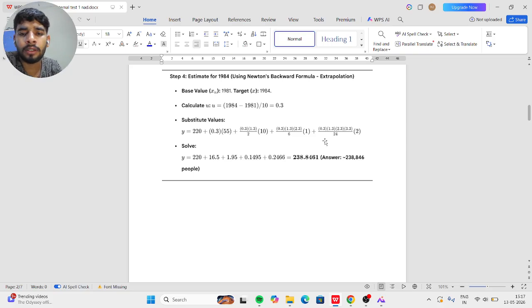Now, last is the estimation for 1984 of this question. We use the backward difference formula, extrapolation, because it is outside our xn value. So here xn is equal to 1981 and the target is 1984. Firstly, as we have done in the previous two, we will calculate the u value.